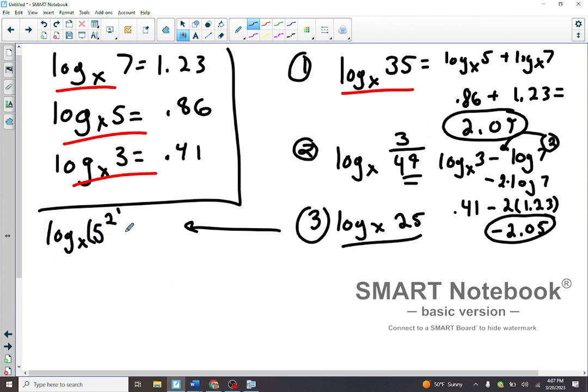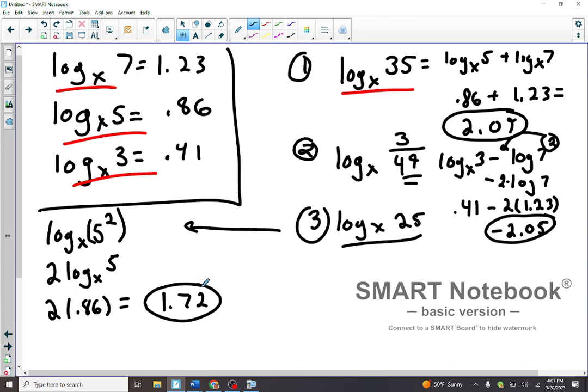So I know how to do this within the log itself. What are you going to rewrite it as? So then 2 log 5. Good. So then it's 2 times 0.86. Good. So it's 1.72. Excellent. So you do need your calculator for this. You need it for the other stuff, the calculator helps for sure.